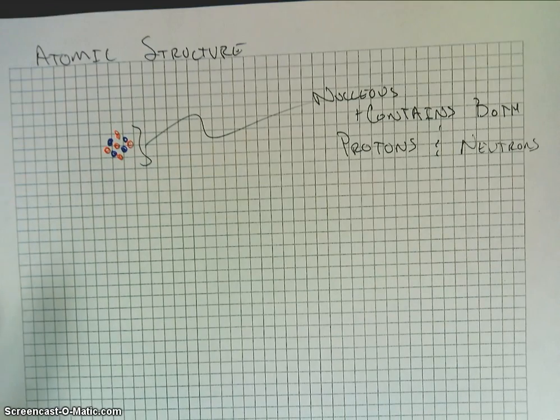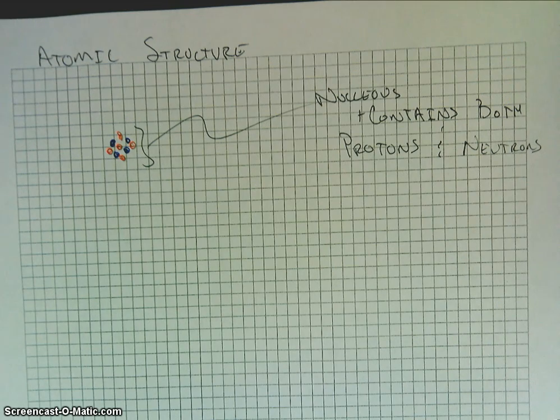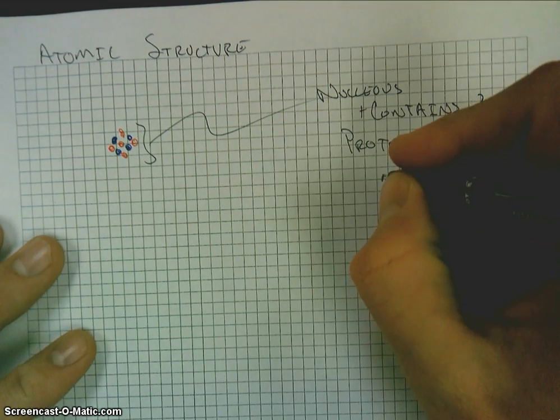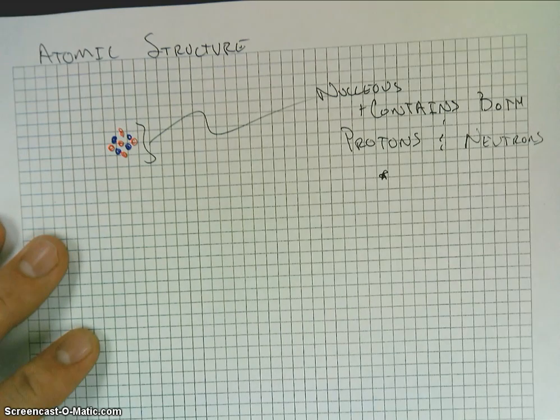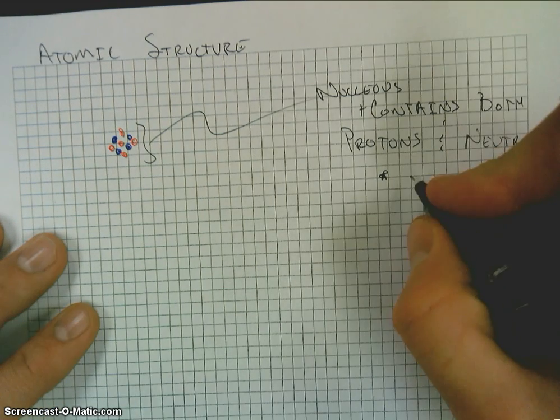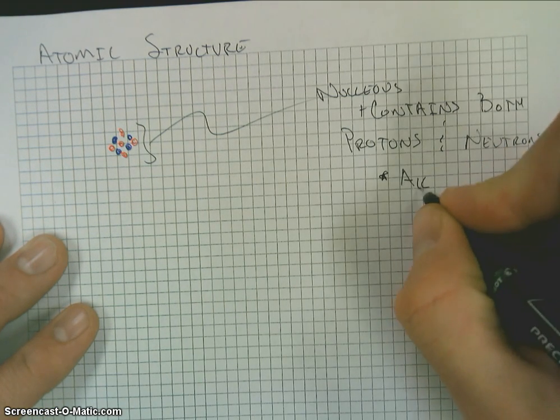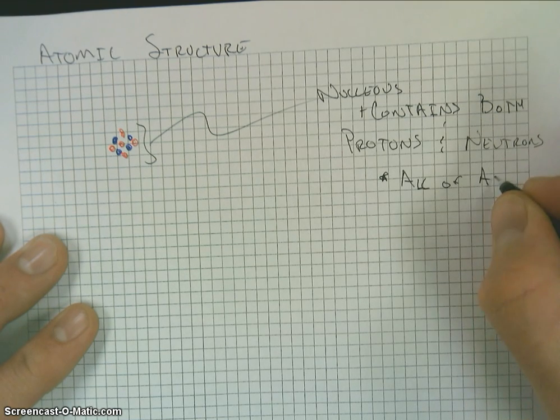So that said, that's where most of the mass of our atoms resides. In fact, for our purposes, and I'm going to put an asterisk by this because that's not necessarily the way it is, but for our purposes, this is where all of the atomic mass is.